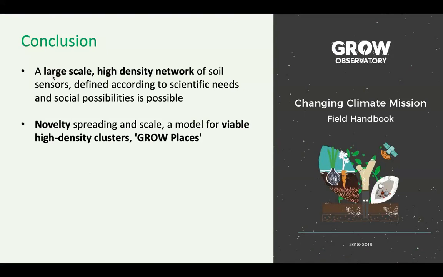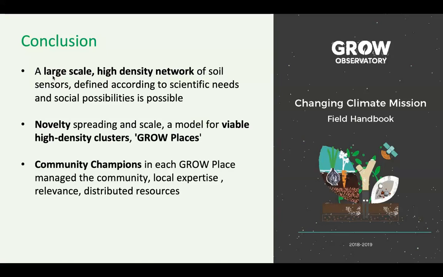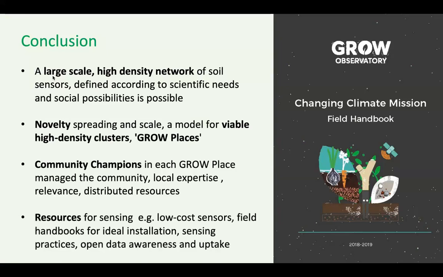So the model is viable and demonstrated in the high-density clusters that we call grow places. And in each place, there was a community champion who managed the community, the local expertise, the relevance and the distribution of resources, and then maintained that knowledge at the community level. So they created more resilient communities in terms of the skills those communities came to and left with. And they were left with these resources. So they owned the low-cost sensors in the end.